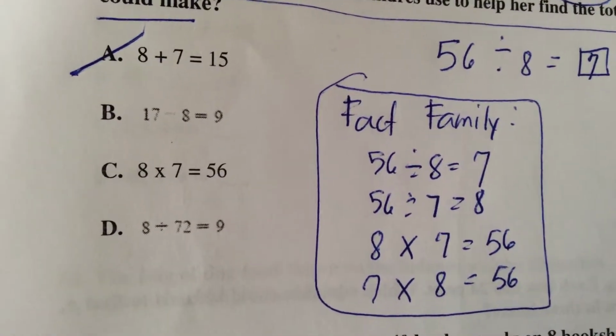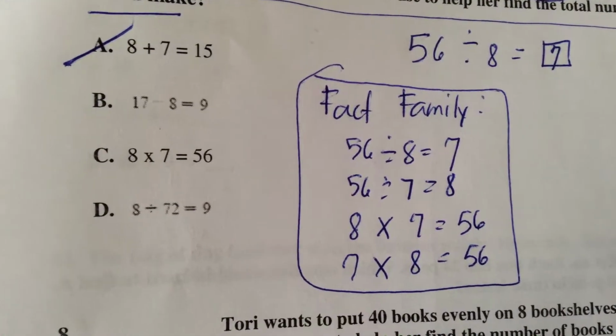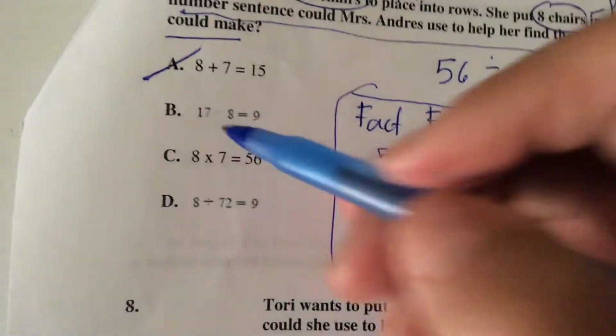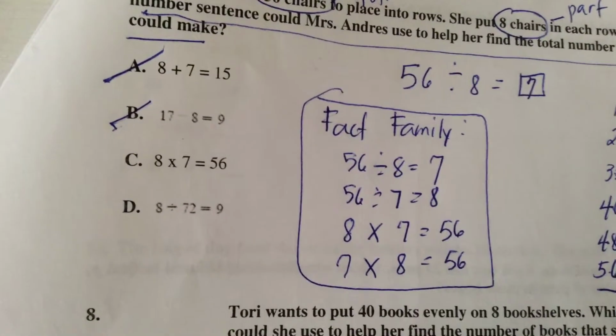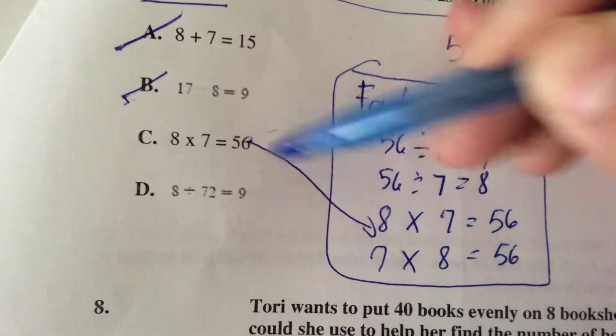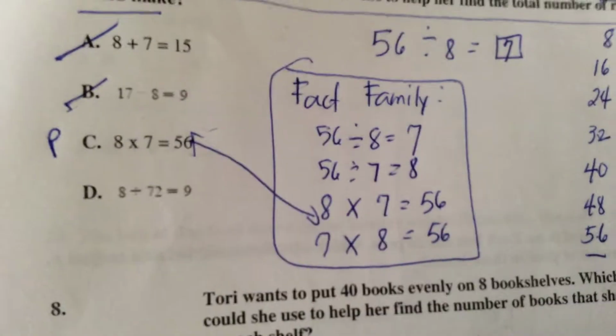And then 17 minus 8 equals 9. Also, that does not make sense and does not belong to the fact family. So I'm going to eliminate B. And then 8 times 7 is right over here. I can see it from right here. So it looks like this is a possible answer. So I'm just going to put a P. But I need to read letter D first.